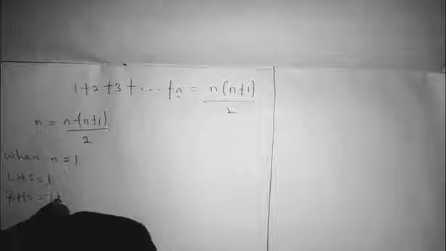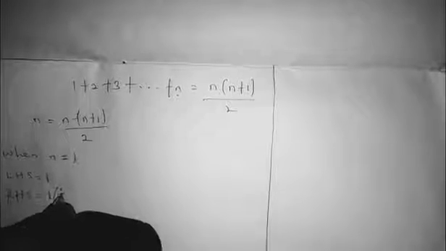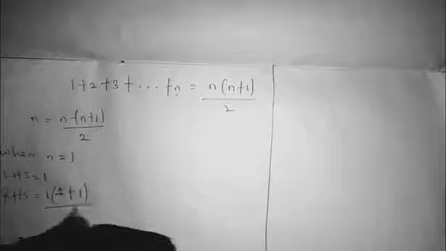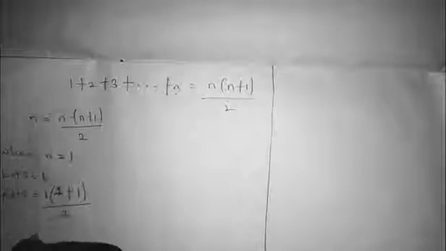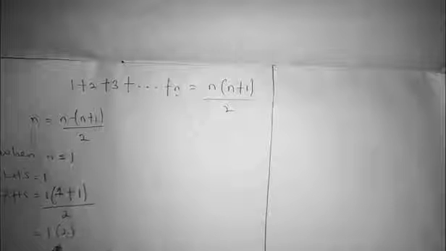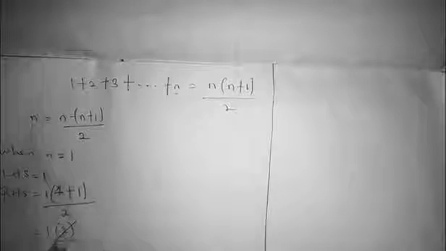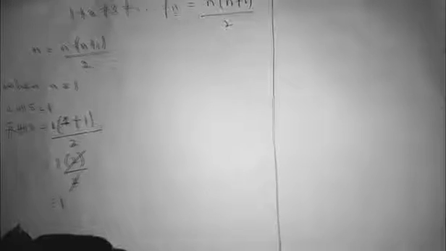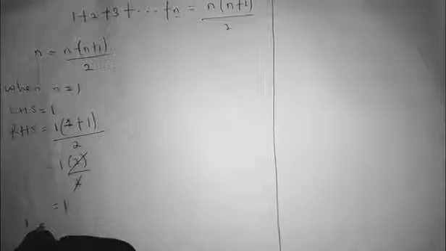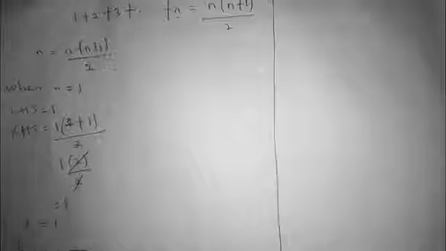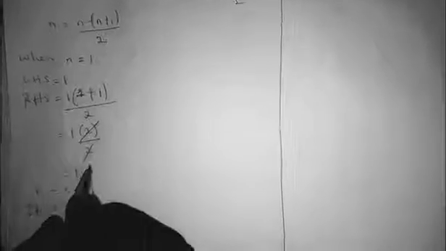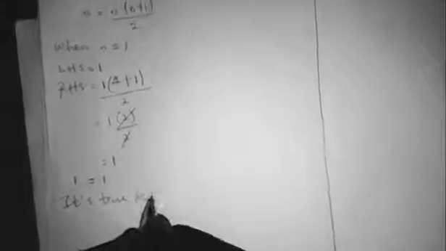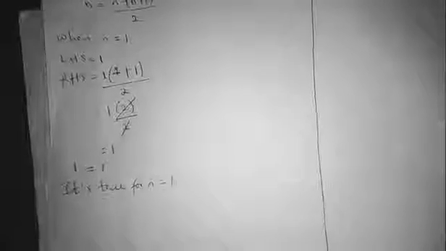That was 1 open bracket 1 plus 1 all over 2. So that will give me 1 open bracket 2 all over 2. 2 cancel 2. That's 1. And that will be 1. So we can see that 1 is equal to 1. So you see it's true for n equals 1, right?